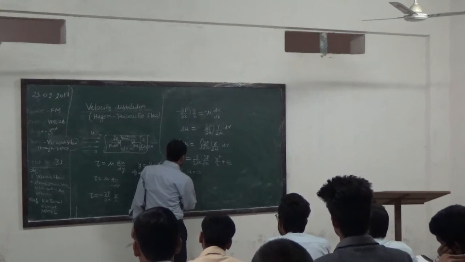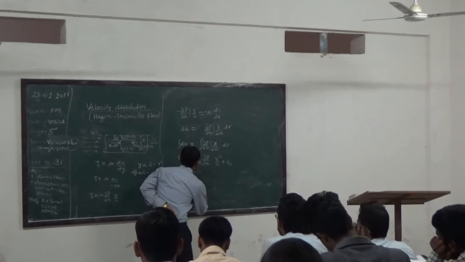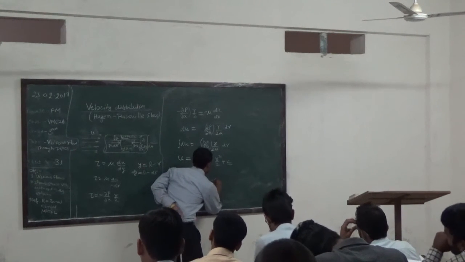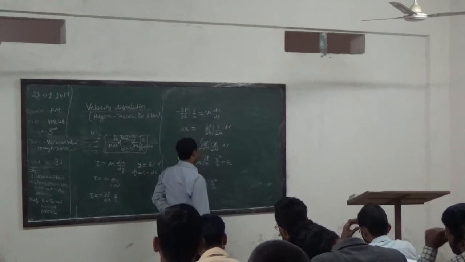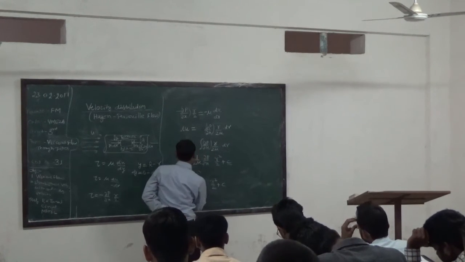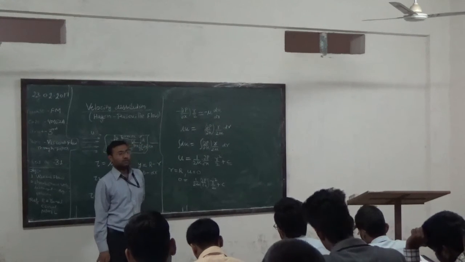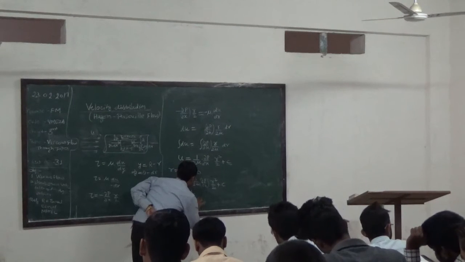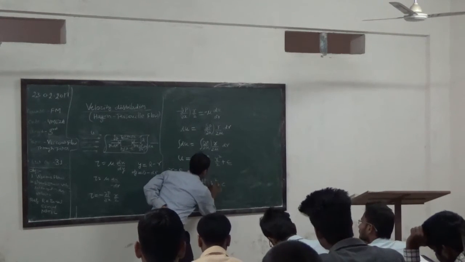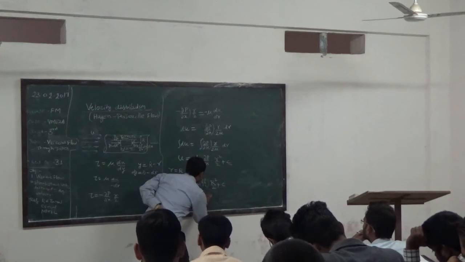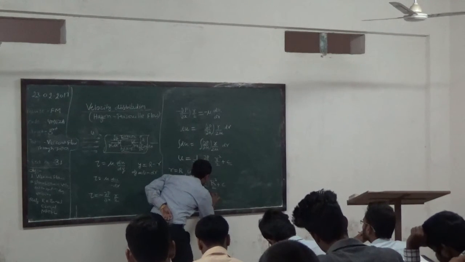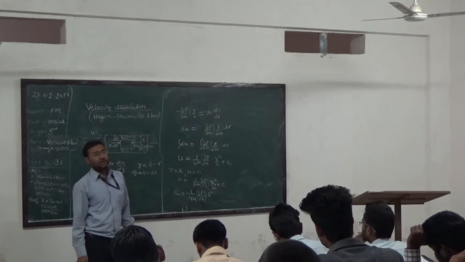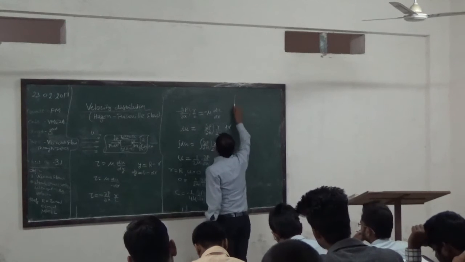So u equals 0 equals 1 by 2 mu del p by del x into R square by 2 plus C. Now C will be minus 1 by 4 mu del p by del x into capital R square. This is the value of the constant C.